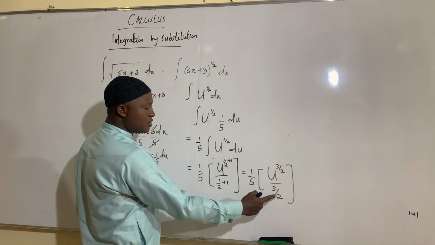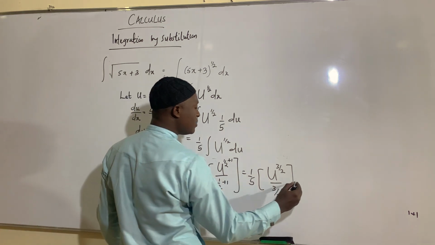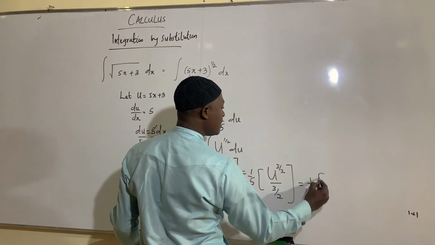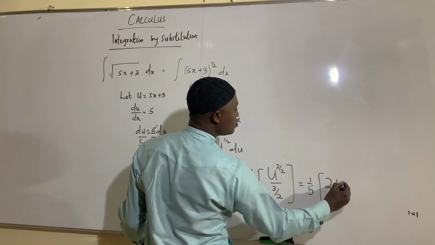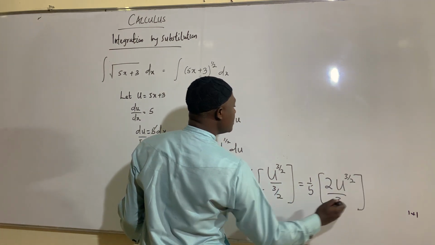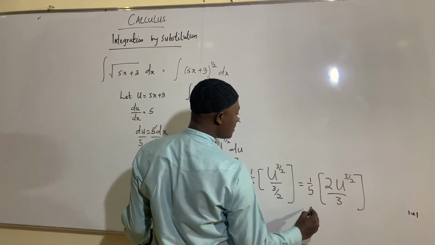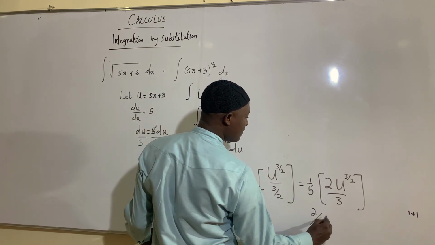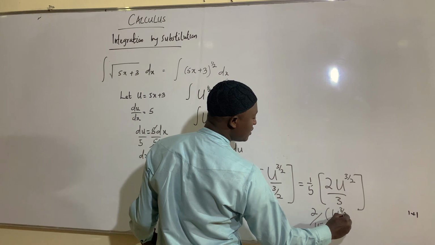So now, here I can use the law of reciprocal. If I take down this, I can have 1 over 5. Then this one is going to be 2u to the 3 over 2, all over 3. So now, this times this, we are going to have 2 over 15 u raised to the power of 3 over 2.